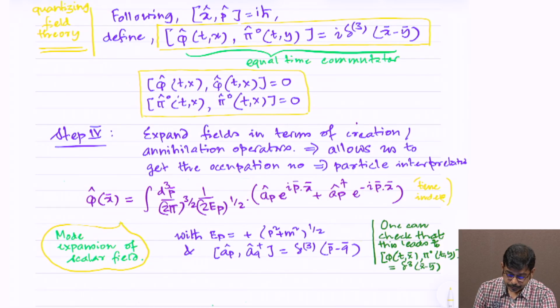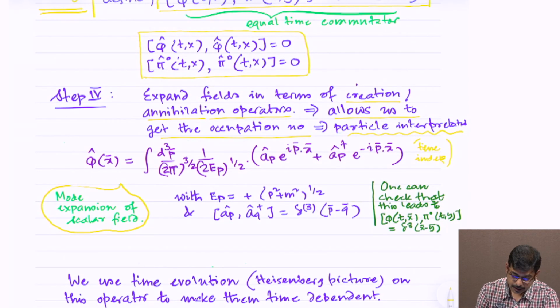Now, what we are going to do is expand the fields in terms of creation and annihilation operators. This is another important point, and it allows us essentially to get the occupation number or the particle interpretation. Now, how to do this? You basically say that this φ(x) is essentially constituted of a measure, which is the integral of d³p/(2π)^(3/2), times (1/(2E_p))^(1/2), and then within the parenthesis there are two terms: one is a_p e^(ip·x) and the other is a_p† e^(−ip·x).